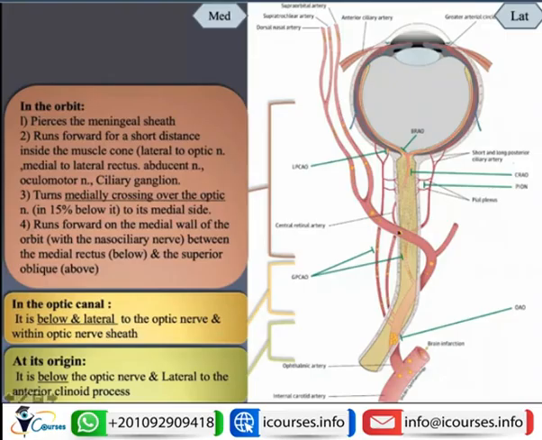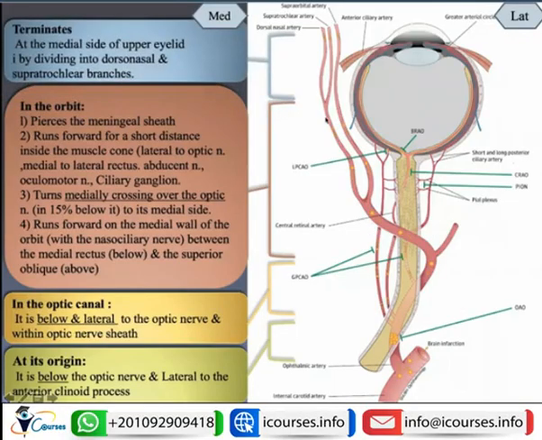Then, after moving medially, it will run forward in close relation to the nasociliary nerve between the medial rectus and the superior oblique, and we have said this in the orbit. So we said that the nasociliary nerve has its close relation to the ophthalmic artery, and usually they pass together, so they are located between the medial rectus below and the superior oblique above.